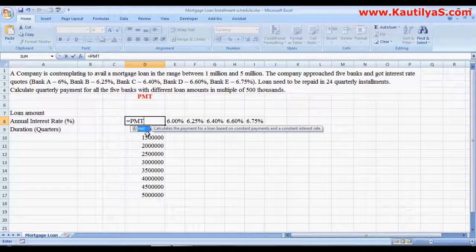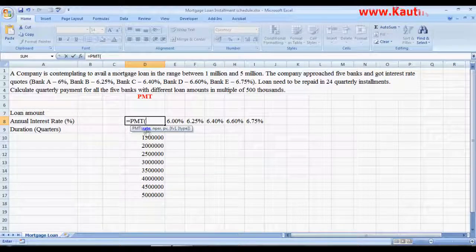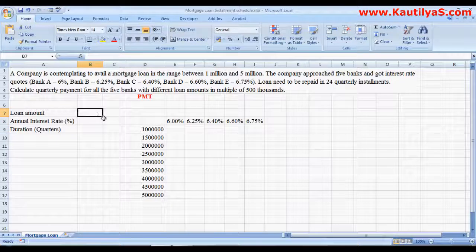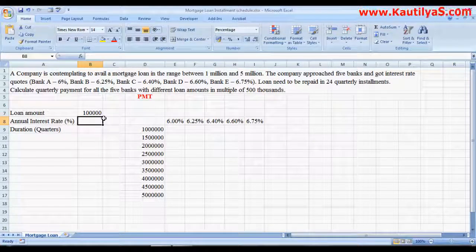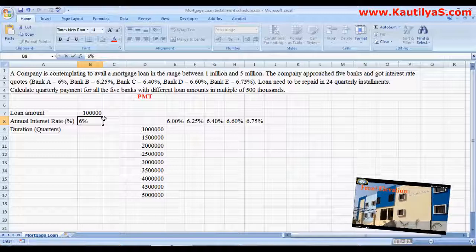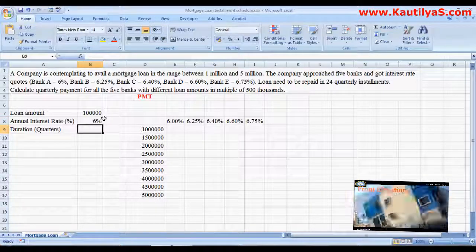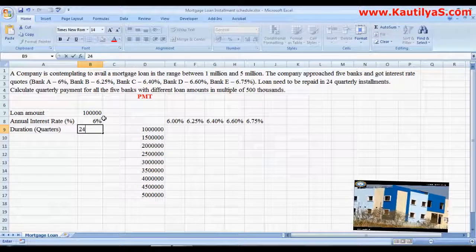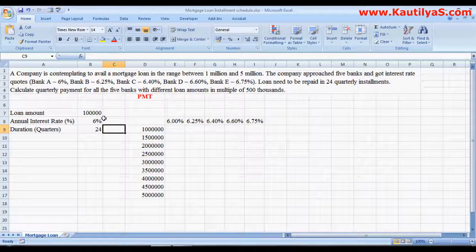So PMT is asking you to give the rate, and before that we give some inputs here, assuming that 100,000 is the loan amount and the annual rate is 6%, duration 24 quarterly payments. There is a 6-year loan.